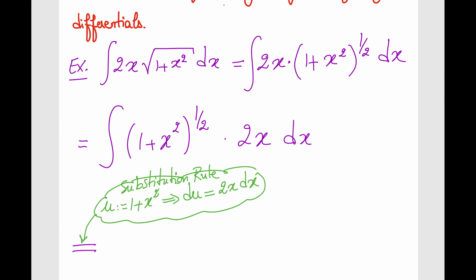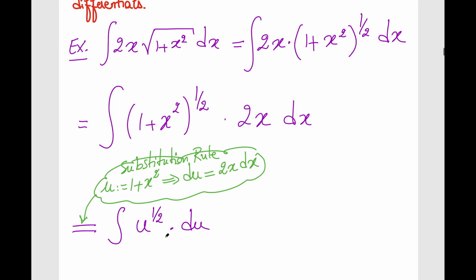By the substitution rule, we get that this is equal to u to power half. This becomes that because I'm talking about 1 plus x squared as being u, right? This becomes then u to power half times, what's 2x dx? Well, 2x dx is du. So this whole thing then becomes du. Correct? And look at this here.